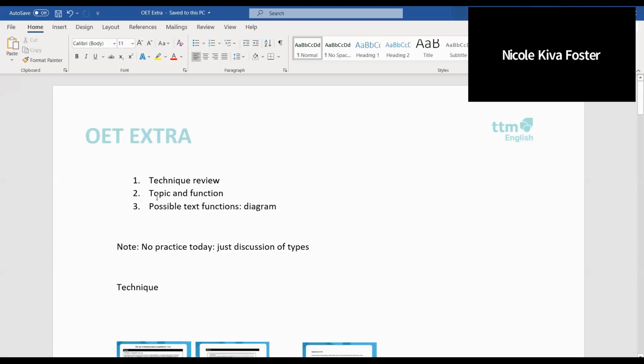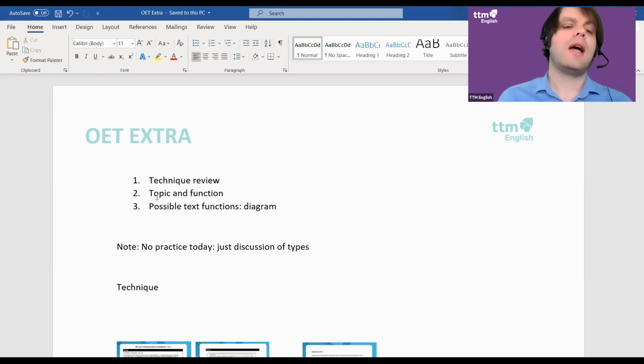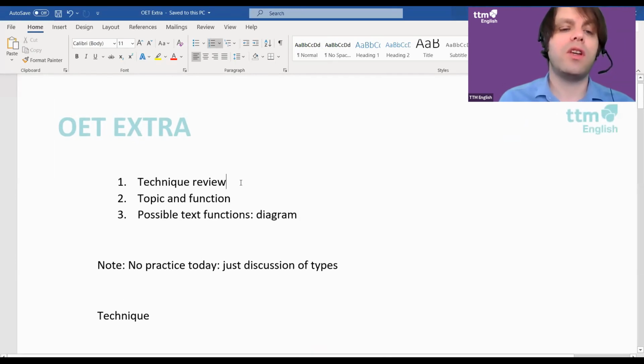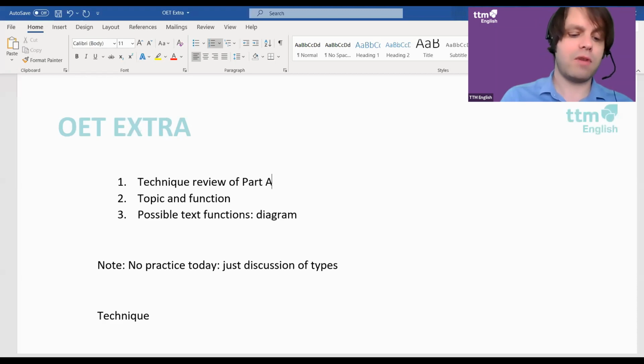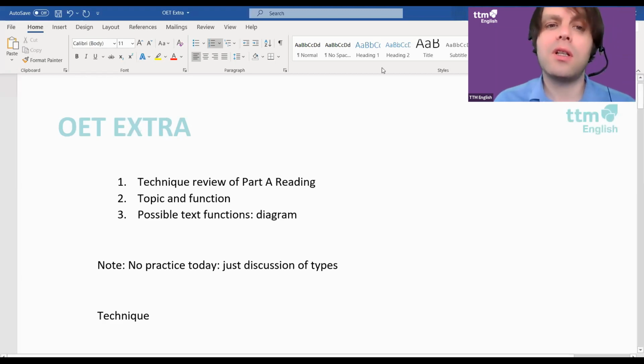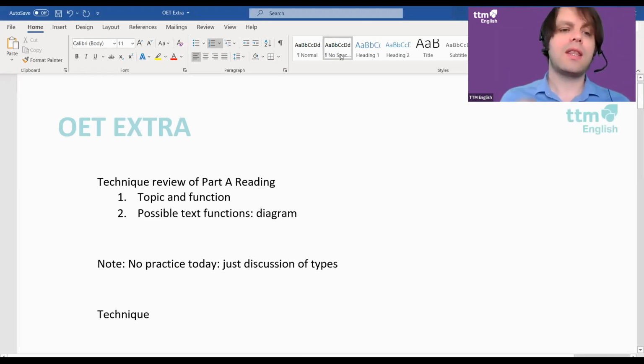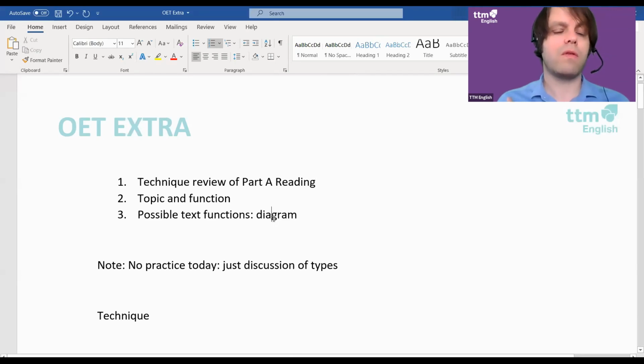Should say yes, OET extra there. Yes. Fantastic. So I'm going to start off with just a quick review of the technique. So technique review of part A reading. I don't want to spend a lot of time on this because I think most of you sort of know what my techniques are and use them.